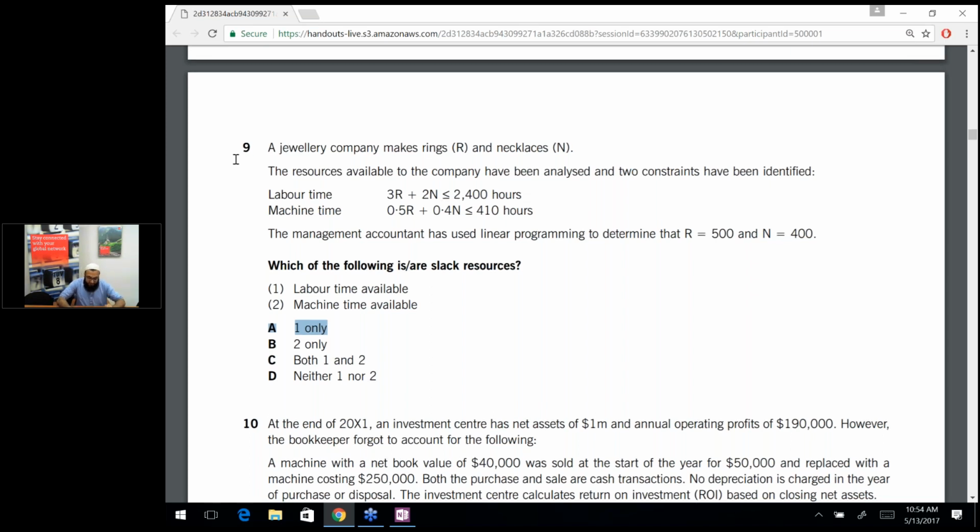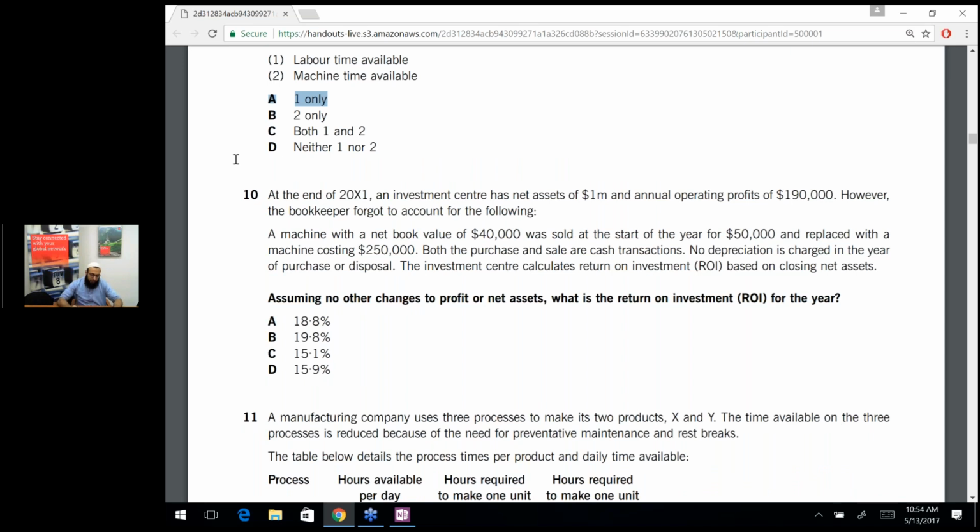Now what does MCQ 10 say? At the end of 2001, an investment center has net assets of 1 million and operating profits of 190. The bookkeeper forgot to account for the following. This is a simple question of mathematics. Guys, this is a simple question.